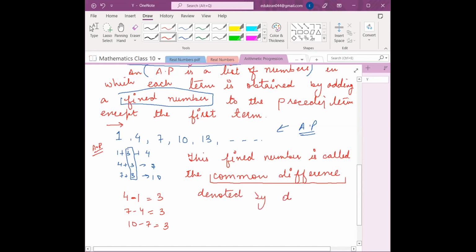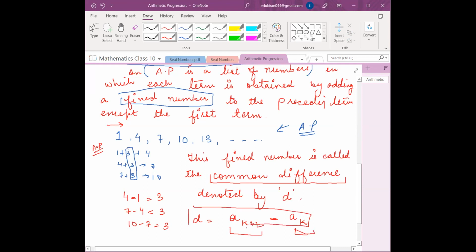Okay. We denote it by d. Everywhere in the book, this common difference will be denoted by small d. Now, d is actually a_(k+1) minus a_k. Like a_k is any term, third term, fourth term, fifth term. If you are taking the fourth and fifth terms, you will do a5 minus a4. Got it? You will not do a4 minus a5. Always the term at the higher place minus the term at the lower place. This will give you the common difference, d. Please note it down.